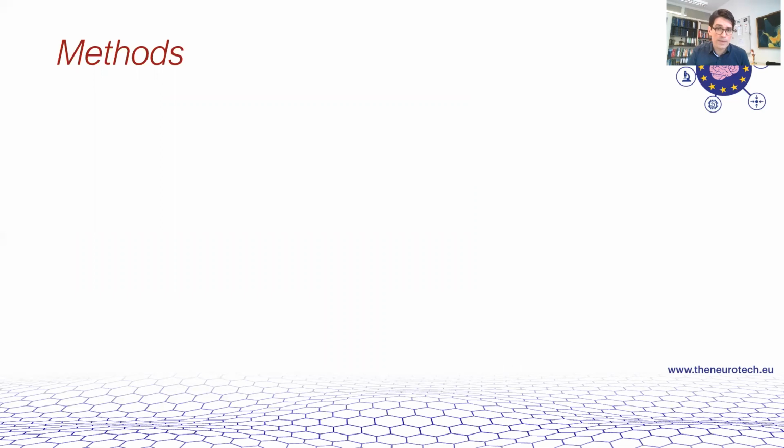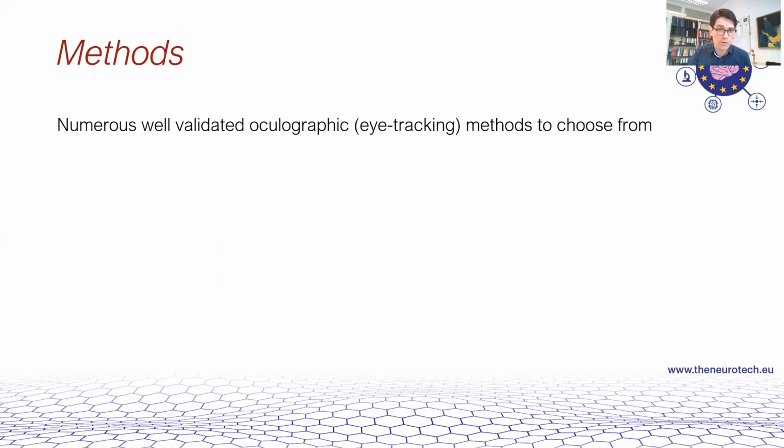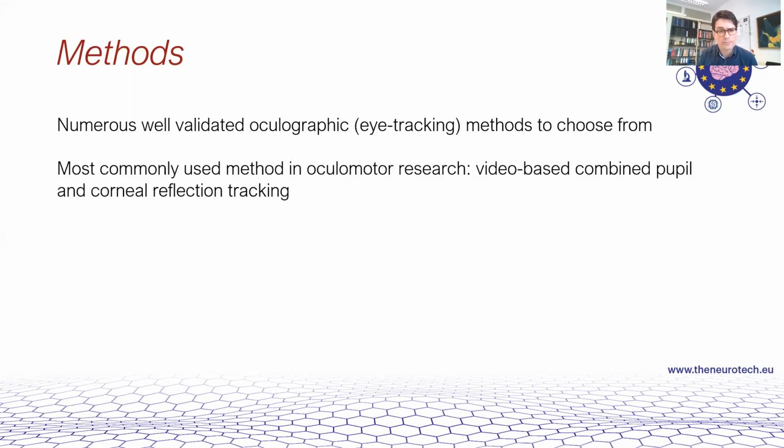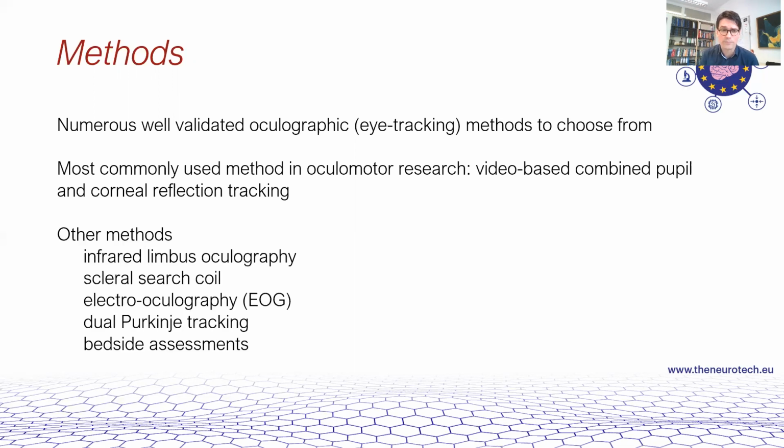Now, with regards to the methods which we call oculography or eye tracking methods to record eye movements in humans. At present, there are a number of really quite well validated and often user-friendly methods that we can choose from. The most commonly used method in oculomotor research is what's called video-based combined pupil and corneal reflection tracking. There are other methods as well, however.